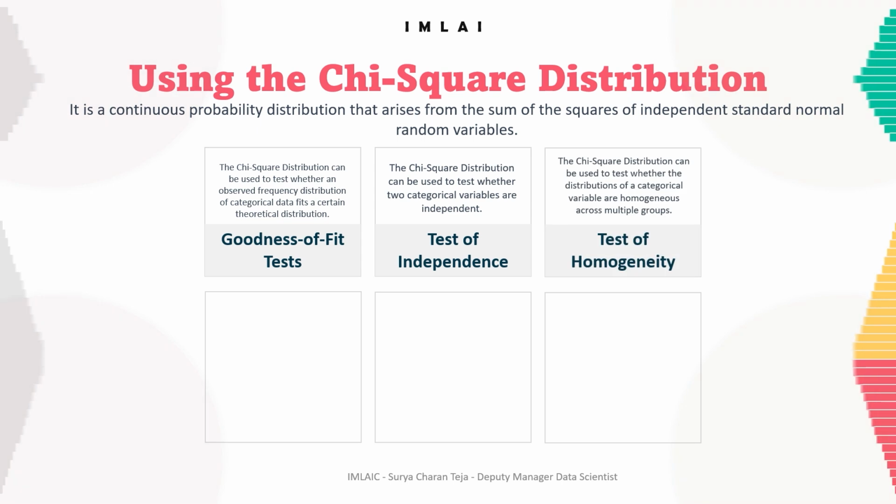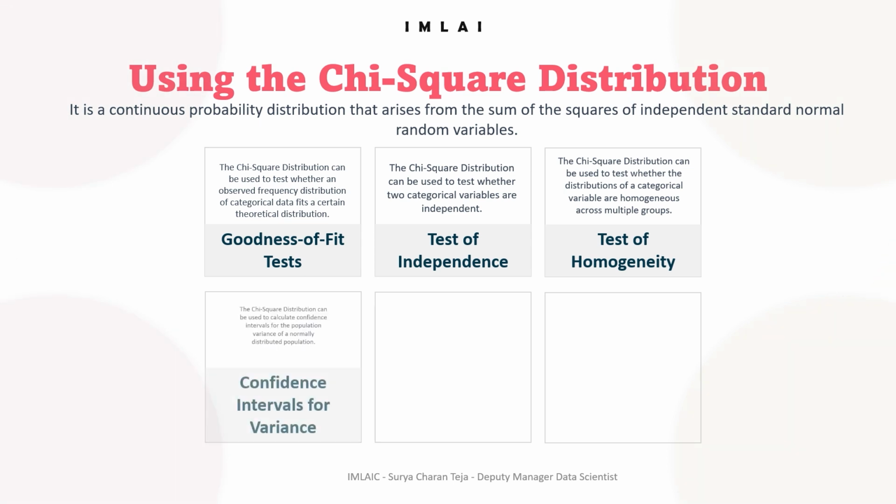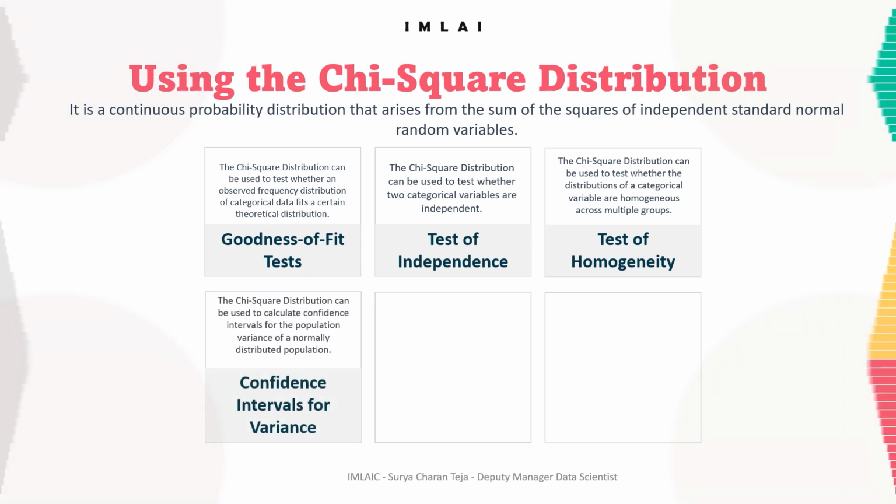Then the test of homogeneity. The chi-square distribution can be used to test whether the distributions of a categorical variable are homogeneous across multiple groups. This is known as the test of homogeneity. Then we have the confidence interval for variance. The chi-square distribution can be used to calculate confidence intervals for the population variance of a normally distributed population.